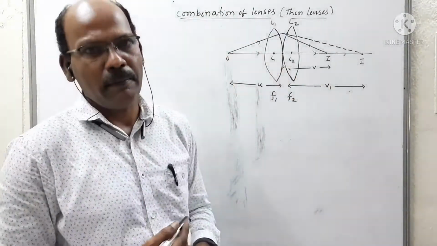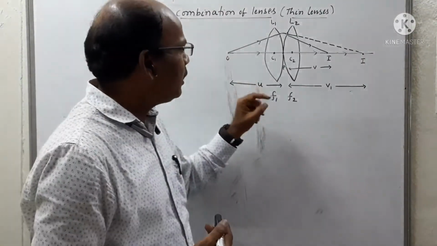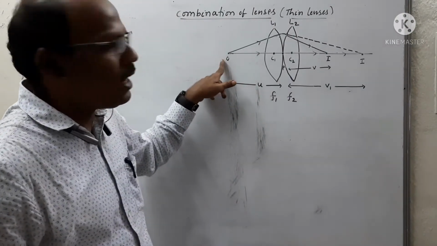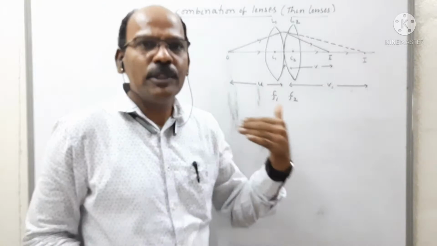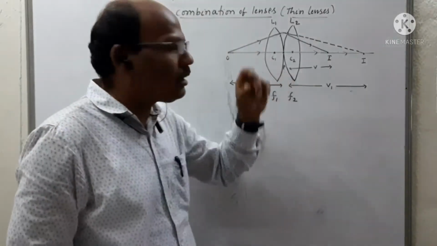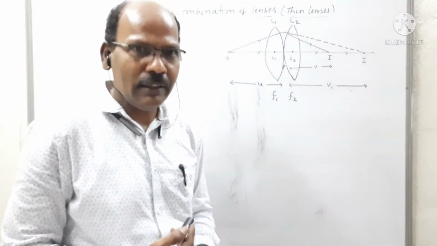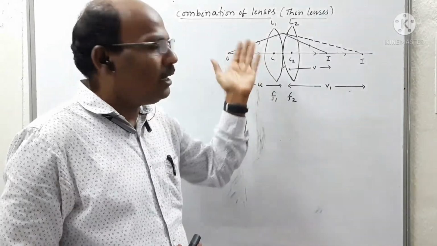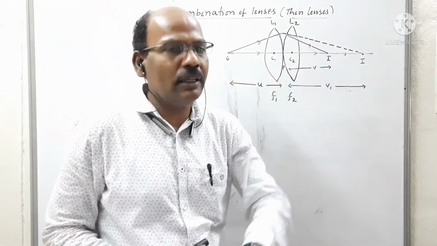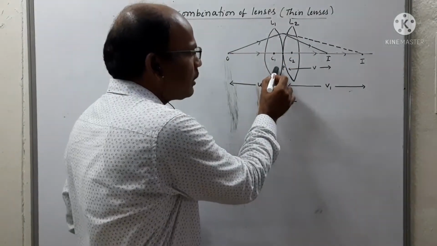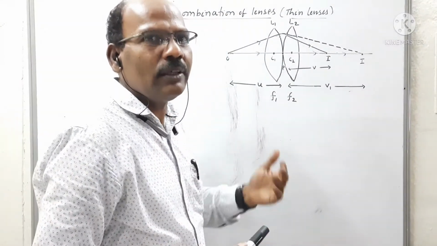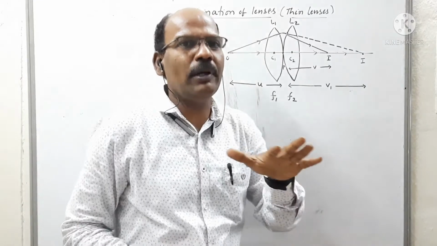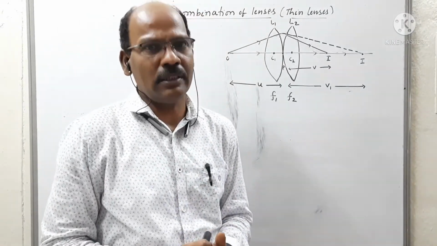We are observing that O is the point object which is kept beyond the principal focus of the first convex lens. Then it forms a real image on the other side of the first convex lens due to refraction of the two rays, which was already explained in the case of the Lensmaker's formula.